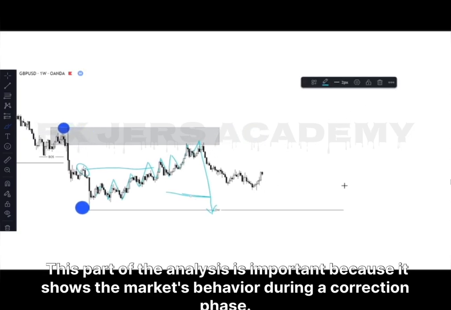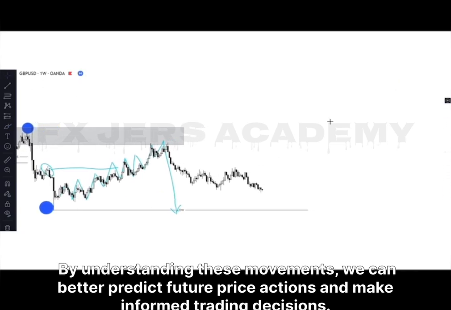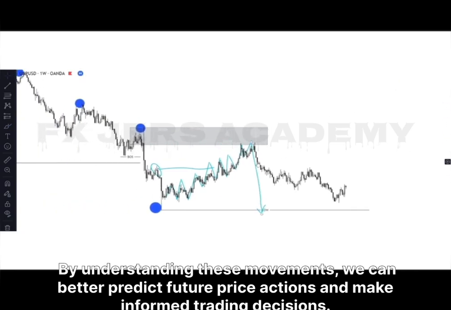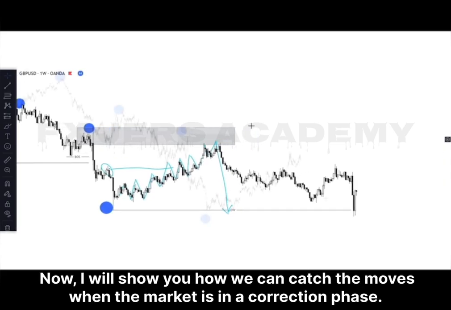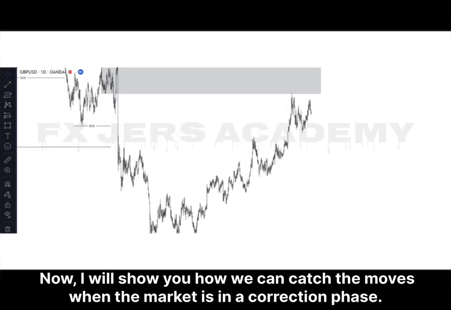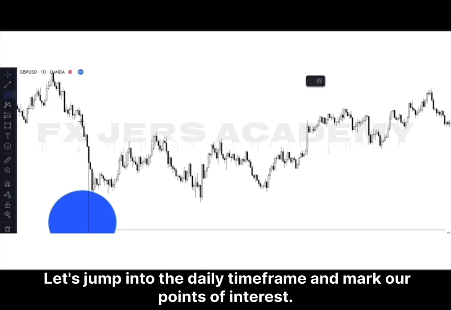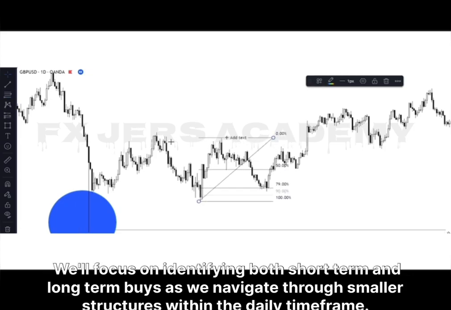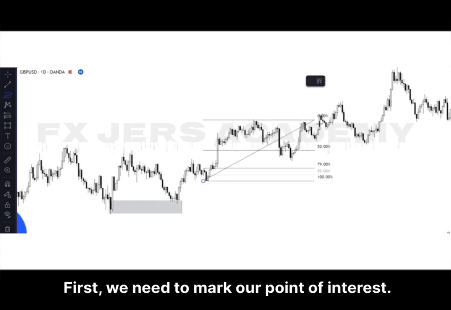This part of the analysis is important because it shows the market's behavior during a correction phase. By understanding these movements, we can better predict future price actions and make informed trading decisions. Now, I will show you how we can catch the moves when the market is in a correction phase. Let's jump into the daily time frame and mark our points of interest. We'll focus on identifying both short-term and long-term buys as we navigate through smaller structures within the daily time frame.